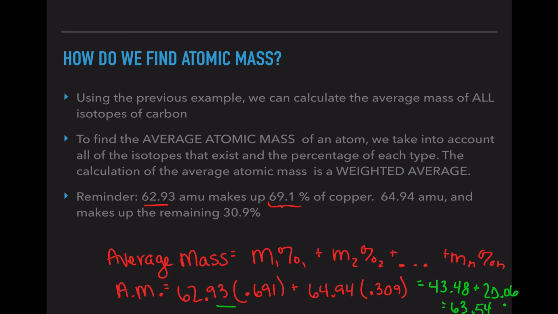So essentially, the number that's on the periodic table underneath copper is 63.54. That is the average mass of all of the copper isotopes on the planet. So the periodic table is actually telling us the average, not every single individual copper atom.